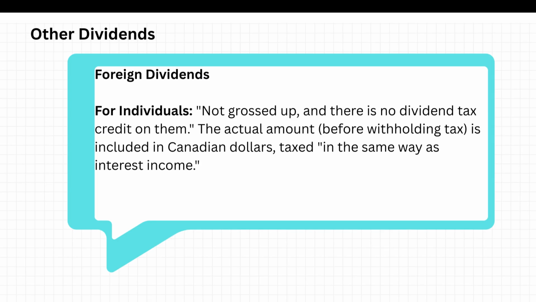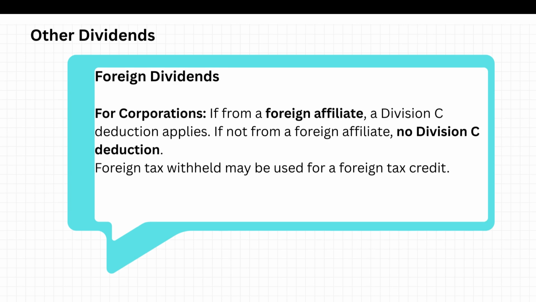Foreign dividends. No gross-up, no Canadian dividend tax credit. You simply include the actual amount in Canadian dollars, and it's taxed like interest income. If foreign tax was withheld, you may get a foreign tax credit.